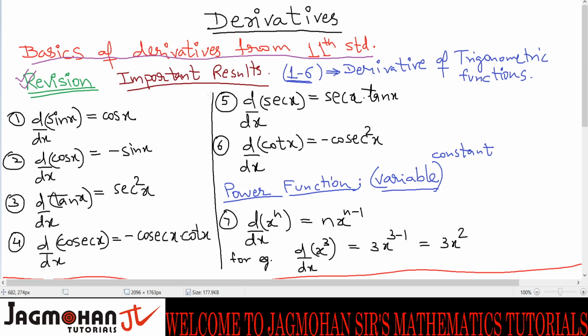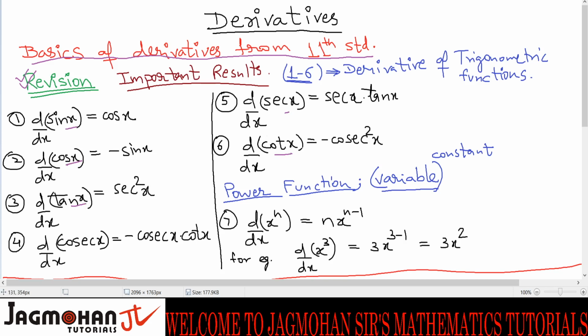So first we will take all the important results. Here I have written all the results. Now from 1 to 6, the results are derivative of trigonometric functions. So as you know, we have following trigonometric functions: sine of x, cos of x, tan of x, cosec x, sec of x, and cot of x.